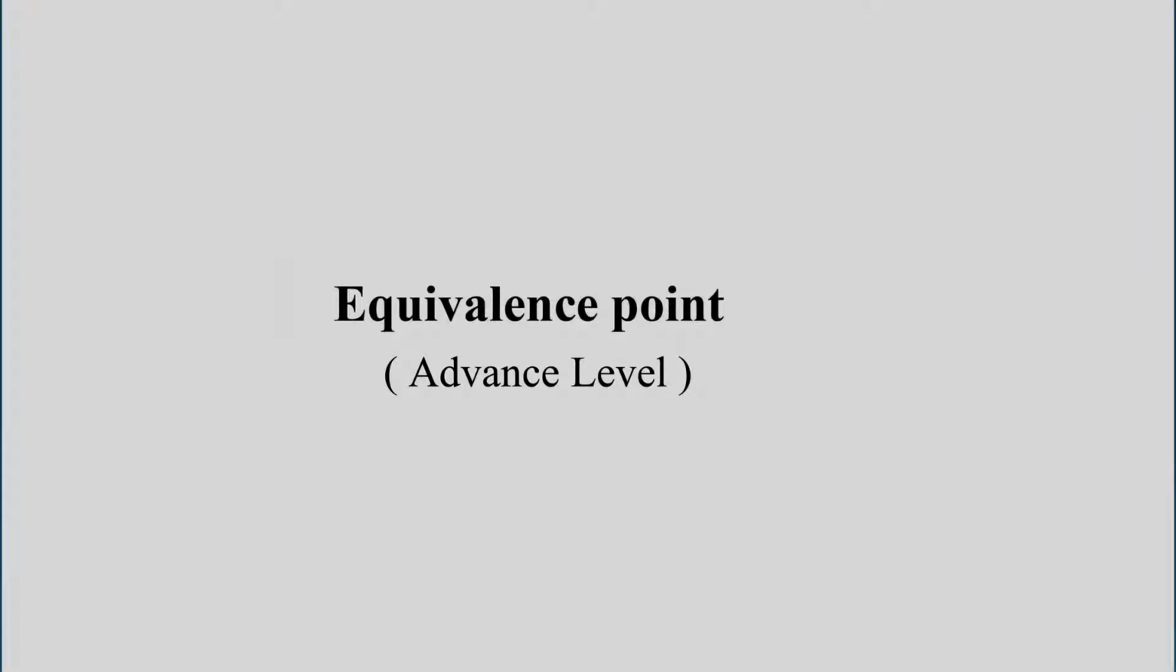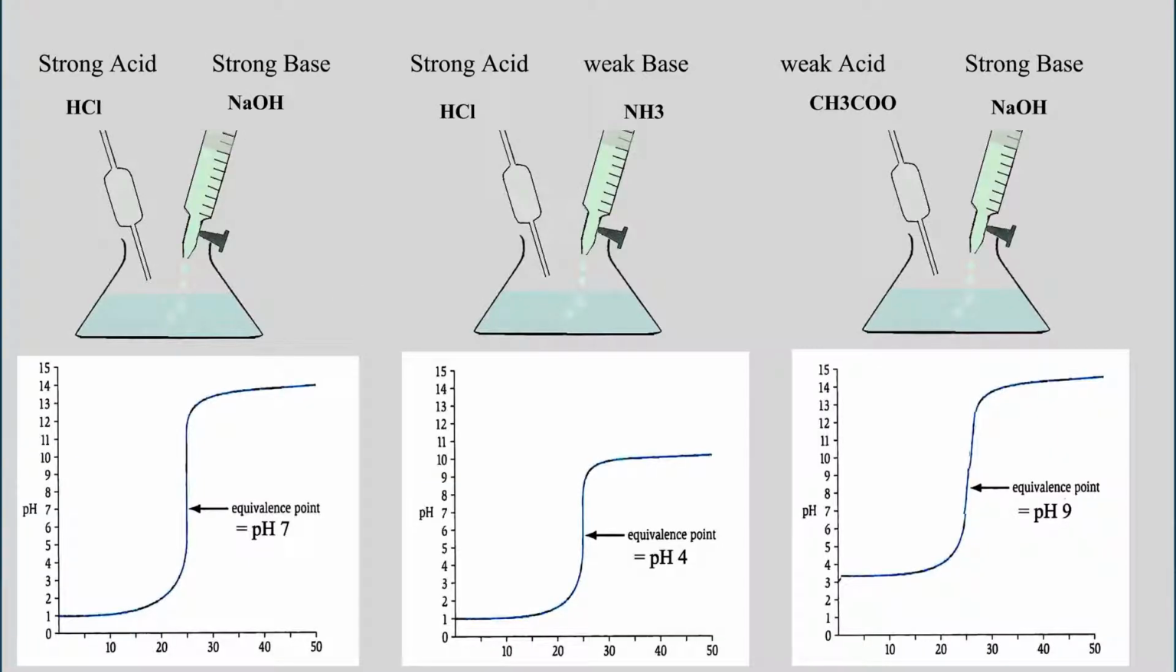Equivalent point, the more advanced level. On the first picture, I have a strong acid neutralizing a strong base. When you put strong acid in, once you put the full bottle of strong acid in, what will the vase be? It will be a high concentration of H plus ion, so the pH will quickly go to 1 or lower.